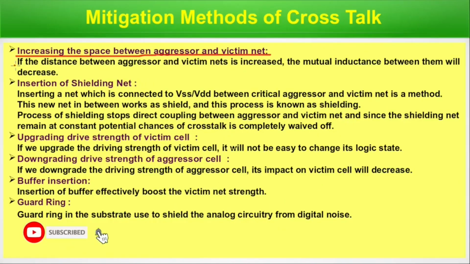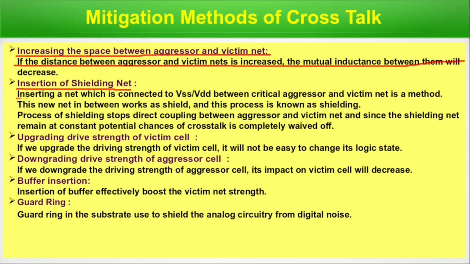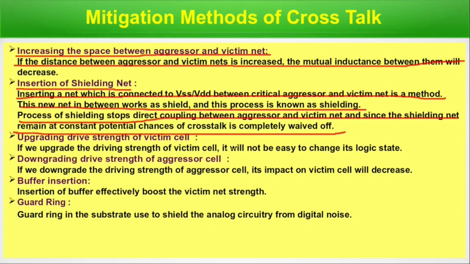Mitigation methods of crosstalk: increasing the space between aggressor and victim net. If the distance between aggressor and victim nets is increased, the mutual inductance or mutual capacitance between them will decrease. Insertion of shielding net: inserting a net which is connected to VSS or VDD between critical aggressor and victim nets is a method. This new net in between works as a shield, and this process is known as shielding. The process of shielding stops direct coupling between aggressor and victim net, and since the shielding net remains at constant potential, the chances of crosstalk are completely waived off.